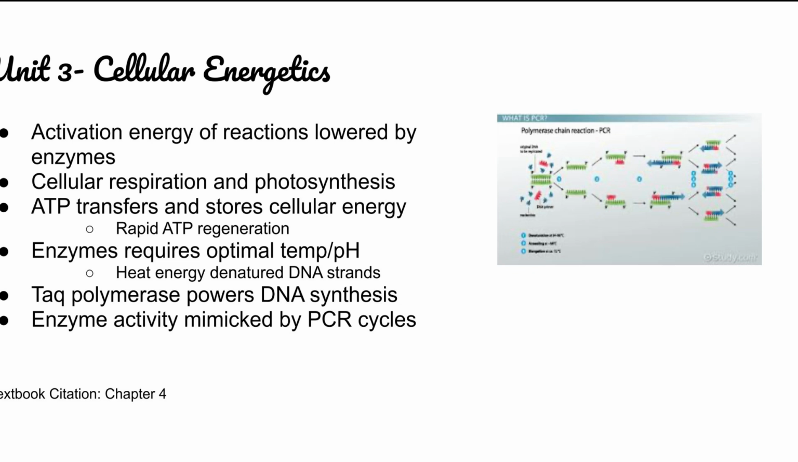This unit connects to our PCR lab through the role of enzymes, specifically Taq polymerase. This heat-tolerant enzyme synthesizes new DNA strands during PCR, functioning optimally at high temperatures. The PCR process includes heating to denature DNA, cooling to allow primers to bind, and reheating for extension. Enzymatic activity here is directly influenced by temperature and pH, just as we learned in this unit. Though we didn't measure ATP directly, the energy flow concept still applies. Enzymes power the replication reactions just like in living cells.